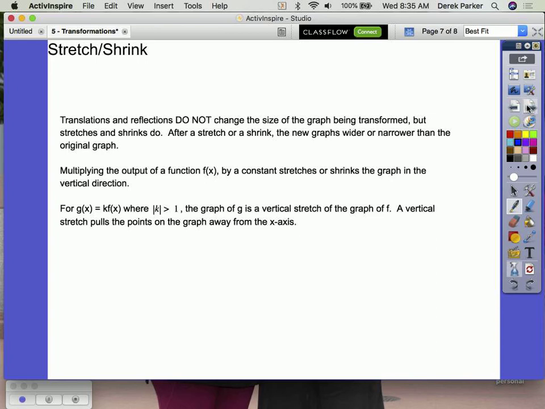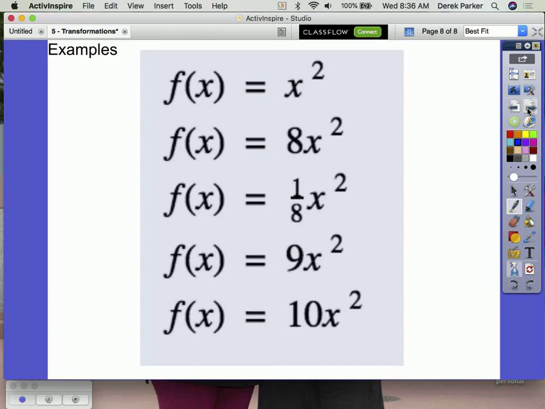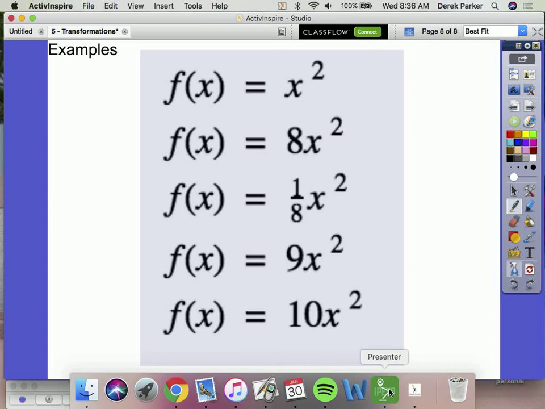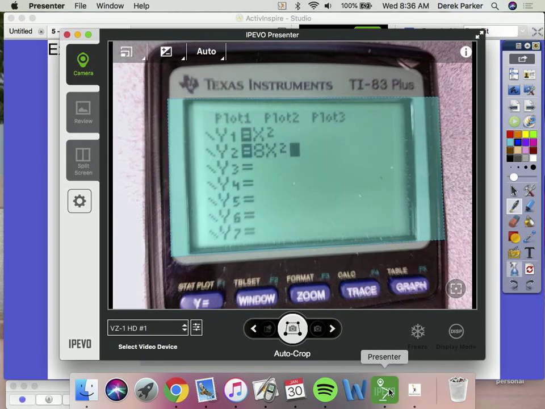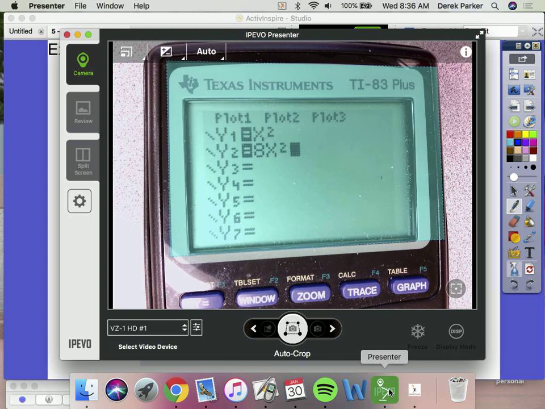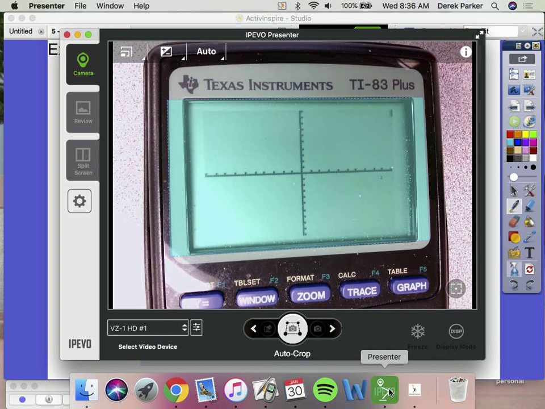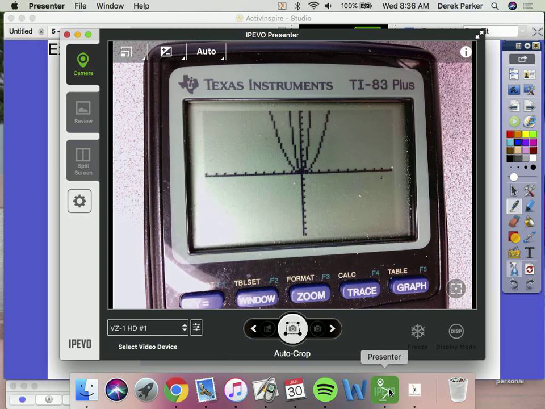Now, the weird thing is, you're going to call it a stretch and shrink, but I want you to look at what happens. So let's go to the next page, and go ahead and put x squared as your y1, the parent function. And then I want you to put in 8x squared. Now, before we graph it, go back and look at the notes again. What happens when the constant is greater than 1? It's a stretch, right? It should be a stretch. So let's go ahead and graph it. There is the parent function, but look at that. That doesn't look like a stretch, does it?